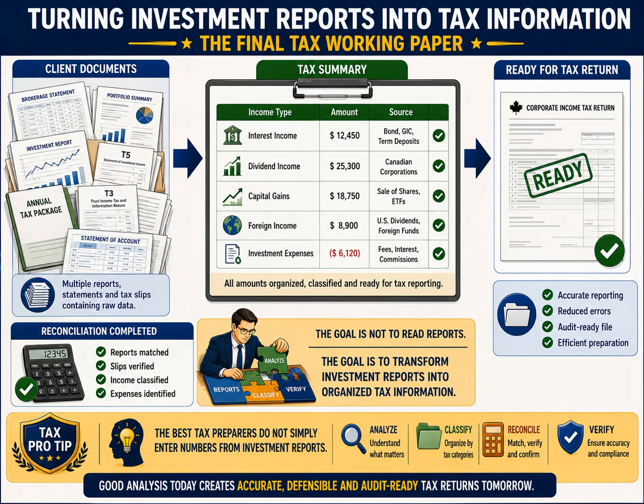The tax preparer's pro tip at the bottom summarizes the professional approach. The best tax preparers do not simply enter numbers from investment reports. They analyze the information. They classify it correctly. They reconcile it against supporting documents. And they verify its accuracy before it reaches the tax return. When this process is followed consistently, the result is a tax return that is accurate, defensible, audit-ready, and professionally prepared. And that is the ultimate purpose of understanding and analyzing a client's investment income reports and documents.